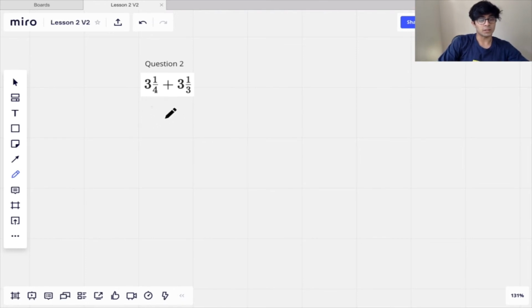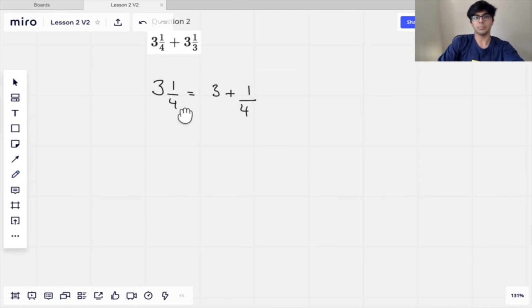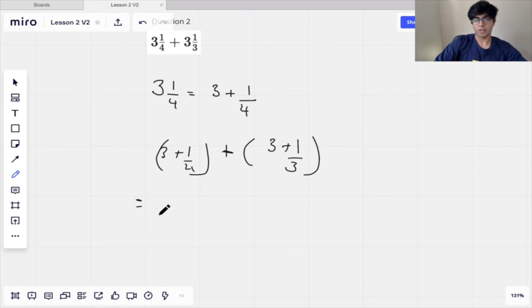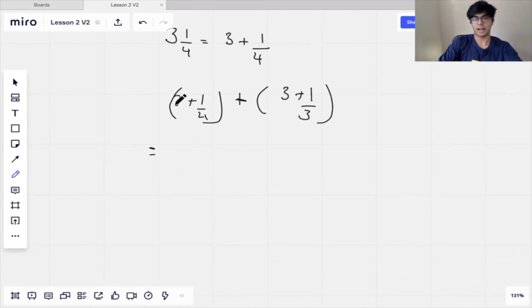Okay, so with these mixed numbers, let's first talk about what this mixed number actually means. 3 1/4 is actually saying it's 3 plus 1/4. So that's what these mixed numbers mean. Now when it's asking us to add this up, it's telling us to do 3 plus a quarter, because that's what the mixed number means, plus 3 plus a third. Let's make our lives easier by adding the 3's: 6 plus a quarter plus a third, right?